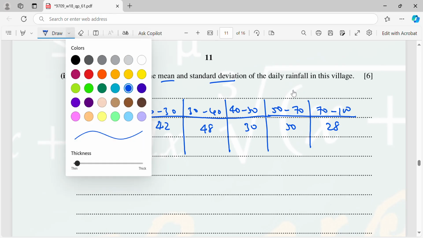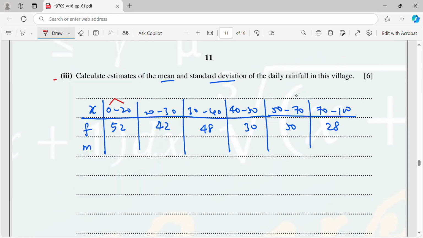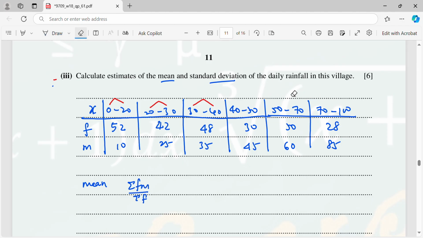So the midpoints are basically the average of the class limits. All these are the class limits. So 0 plus 20 divided by 2, that is 10. The next ones are 25, followed by 35, 45, 60, and 85. So now my mean is basically summation Fm over summation F. This is X bar as well.